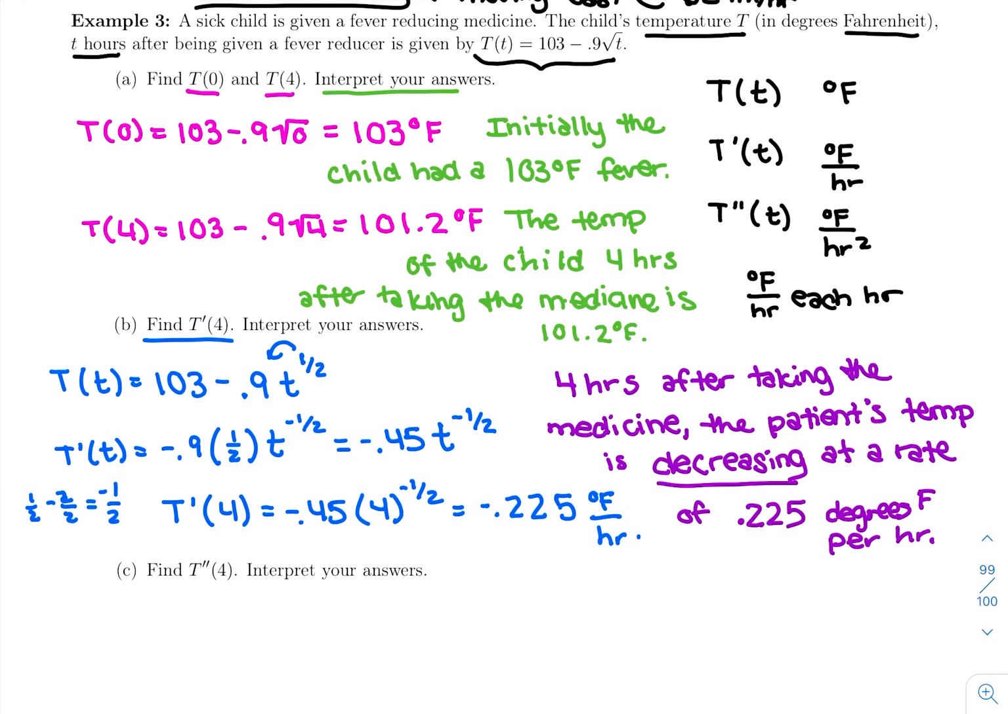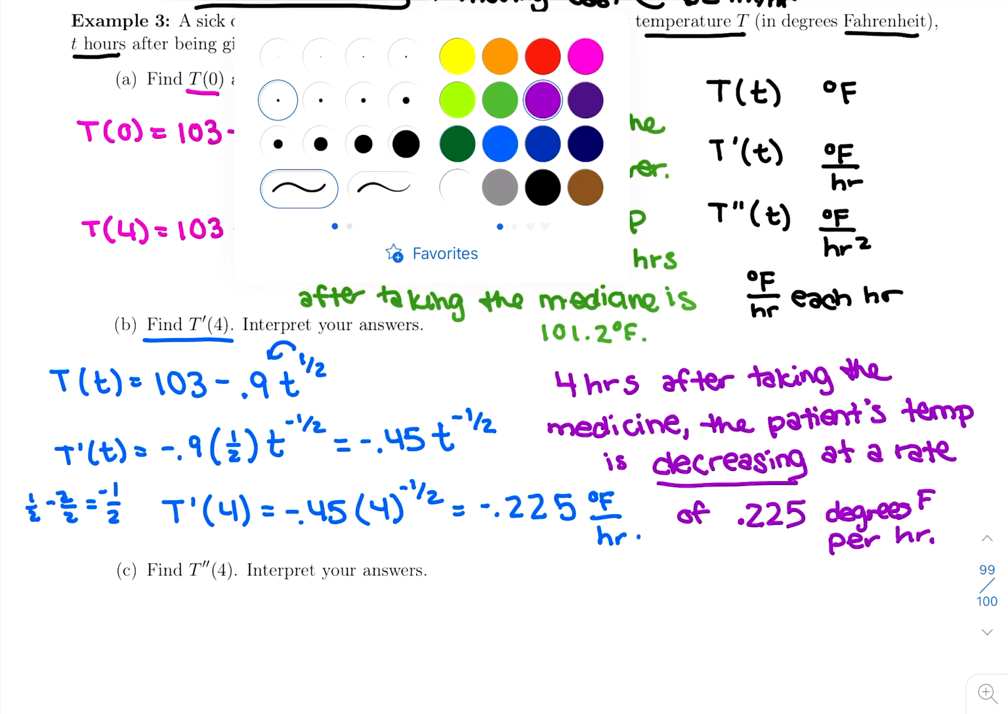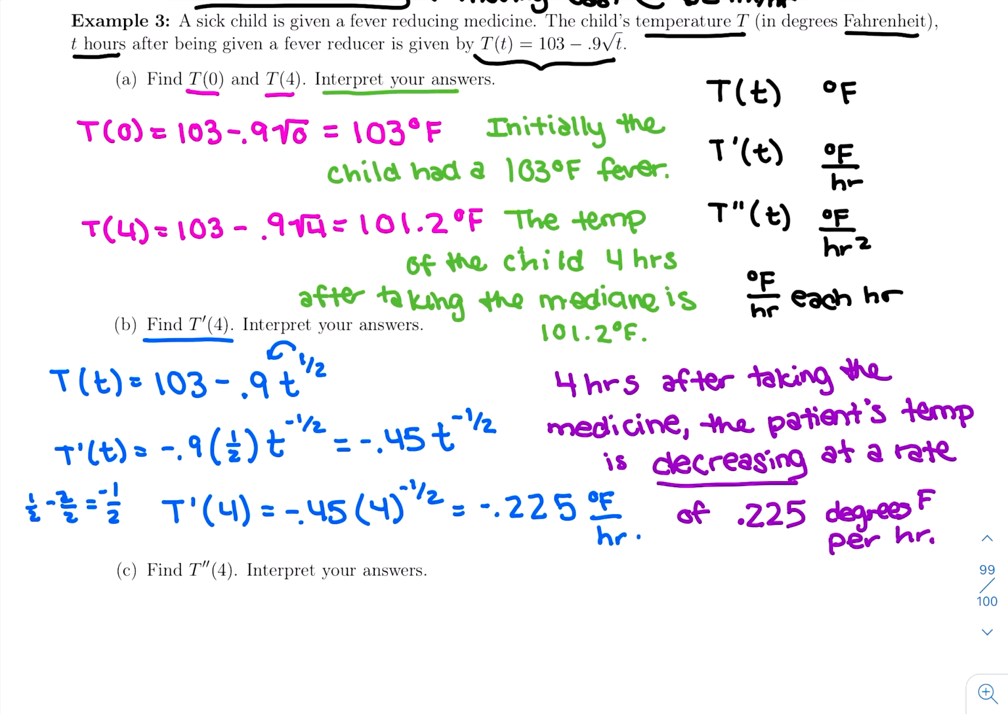So the patient's temp is going down still after 4 hours, which is good news for them because they're going to feel better the less of a fever they have. The next part is plugging into the second derivative, which can be a bit tricky to interpret. So we'll plug it in, and then I'll show you a general interpretation, and we'll apply it to this one.